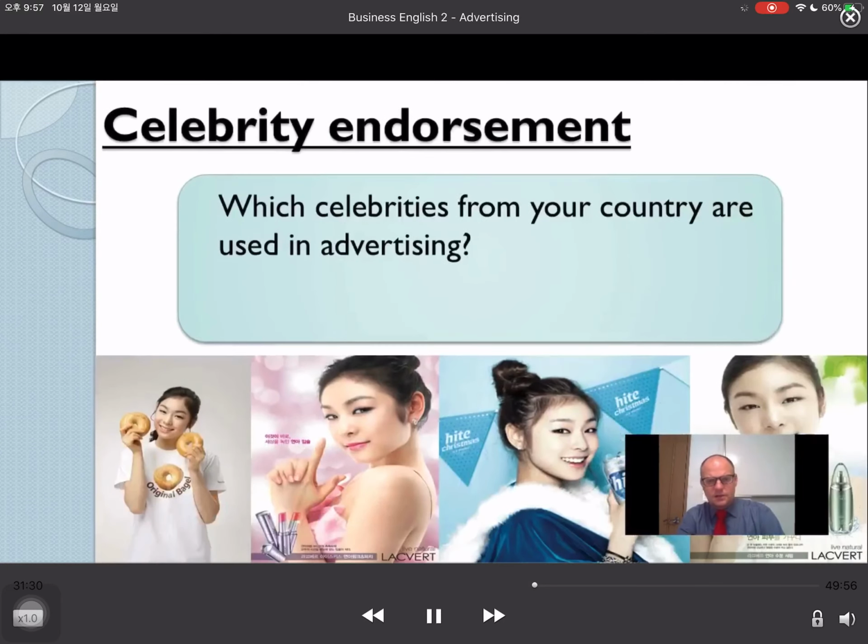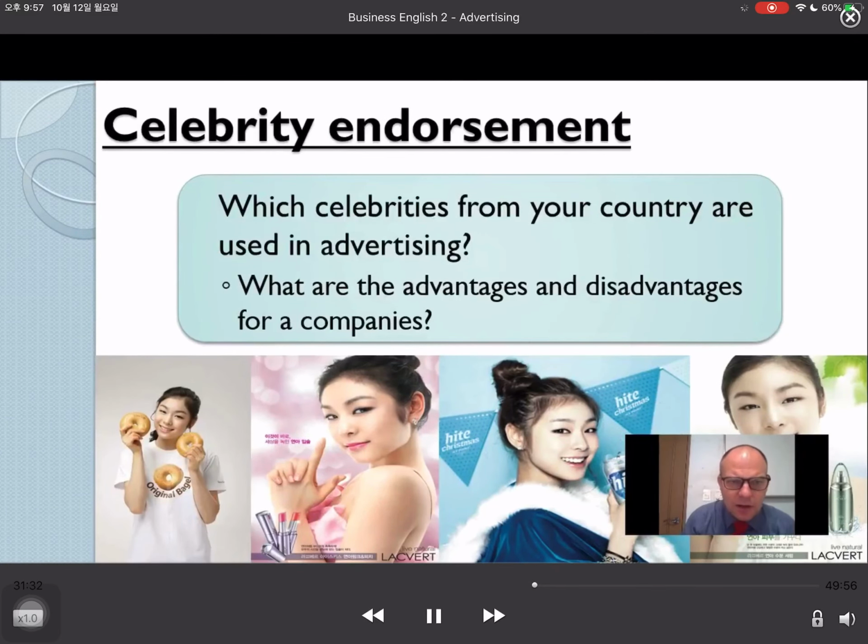When you finish, move on. Next one is focusing on a celebrity endorsement. Which celebrities from your country are used in advertising? What are the advantages and disadvantages for a company? Okay, so there you go.